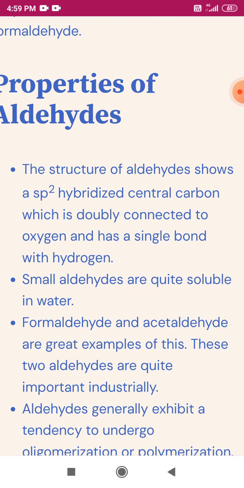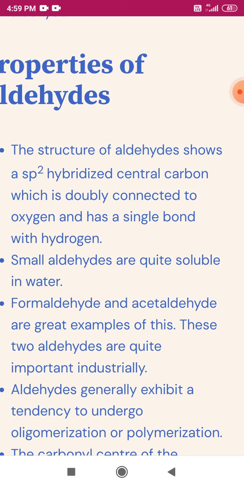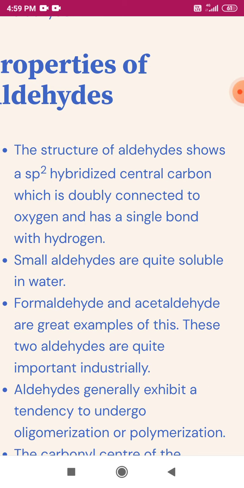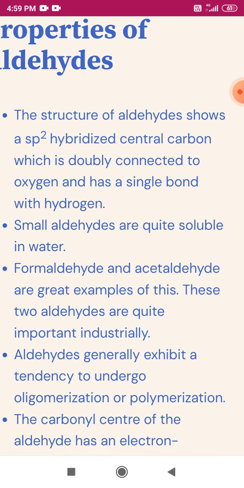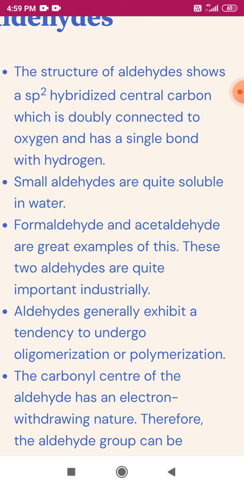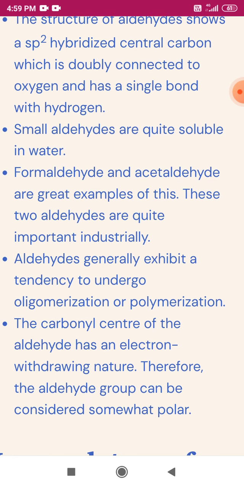These are the properties of aldehydes. The structure of aldehyde shows an sp2 hybridized central atom which is doubly bonded to oxygen and has a single bond to hydrogen. Small aldehydes are quite soluble in water. Formaldehyde and acetaldehyde are great examples. These two aldehydes are quite important industrially. Aldehydes generally undergo oligomerization and polymerization. Because of the electron withdrawing nature of the carbon center, the aldehyde group can be considered somewhat polar.